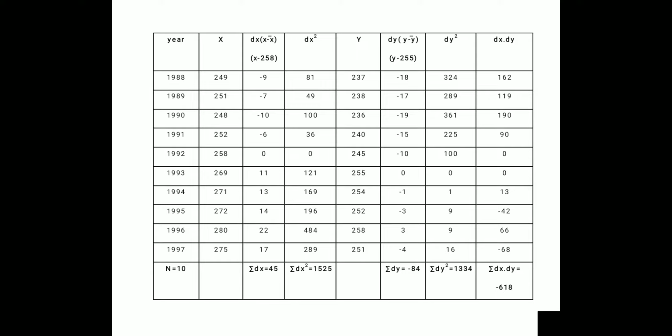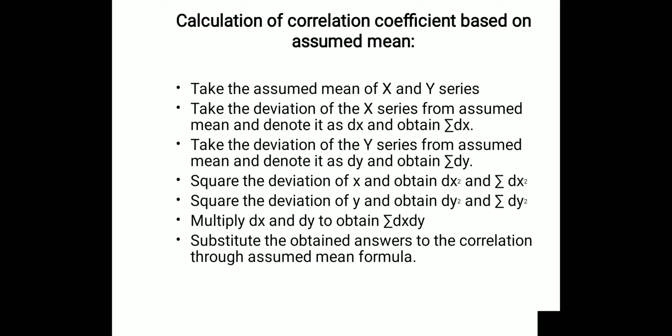Now we have got all the required values which are necessary to calculate the correlation. As I said, the steps are as follows: taking the assumed mean of the x and y series, taking the deviations, then squaring the deviations of both, then multiplying dx and dy, and the last step is to substitute the given values into the correlation formula.